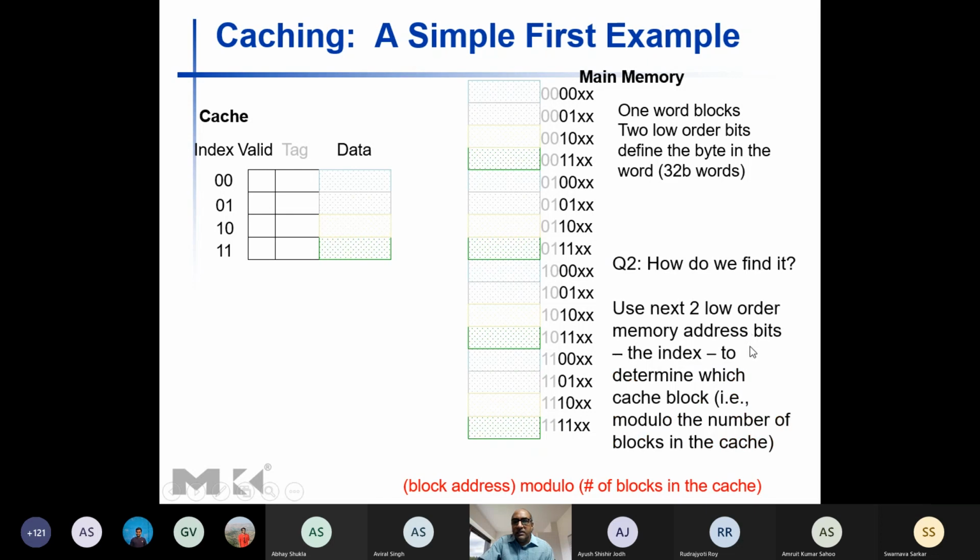And yeah, how do you find out? We already mentioned the next two. Use the next 2 lower order bits. That means these 2 lower order bits are the indication of the word index that is to be present over the cache. And the higher order 2 bits indicate the tag.